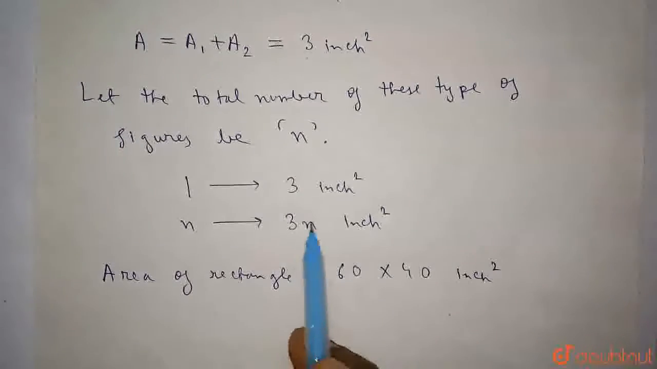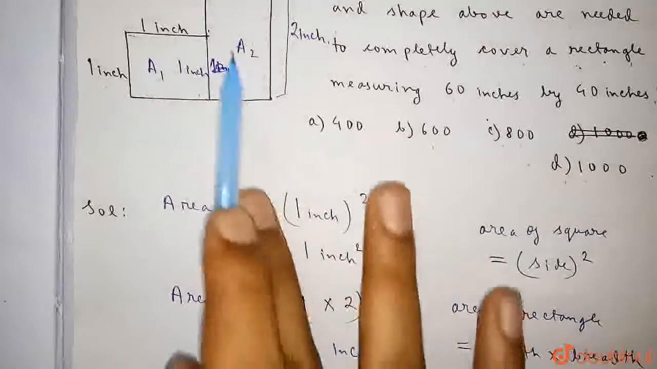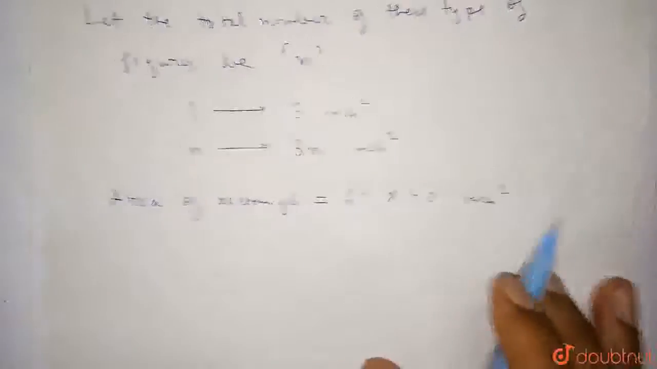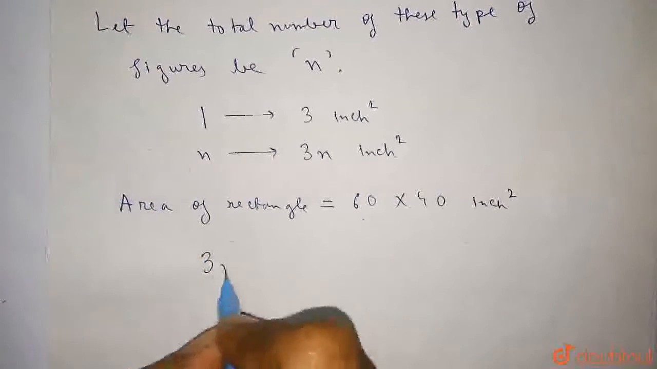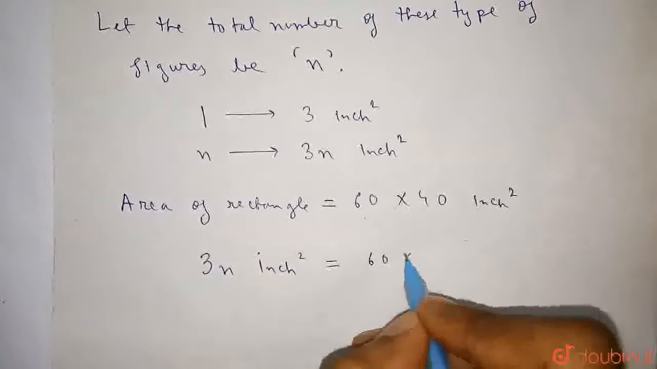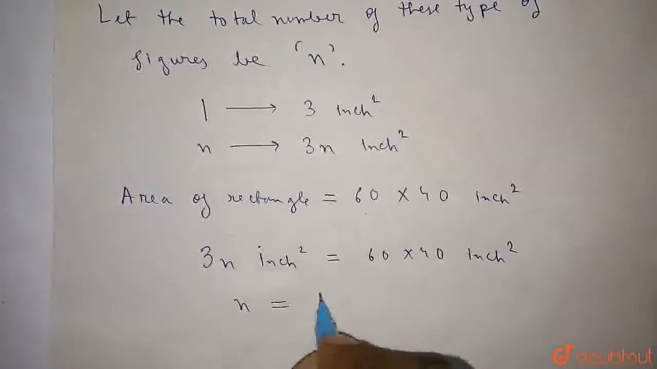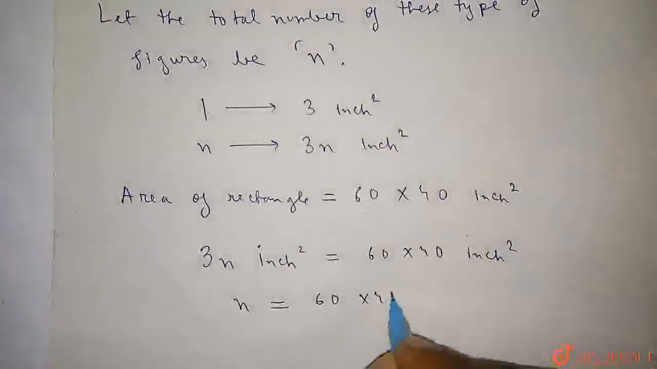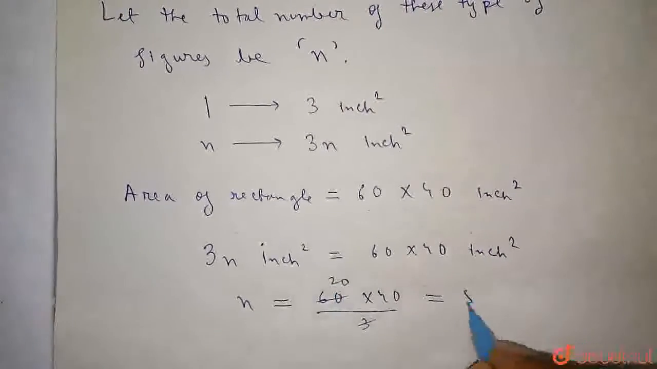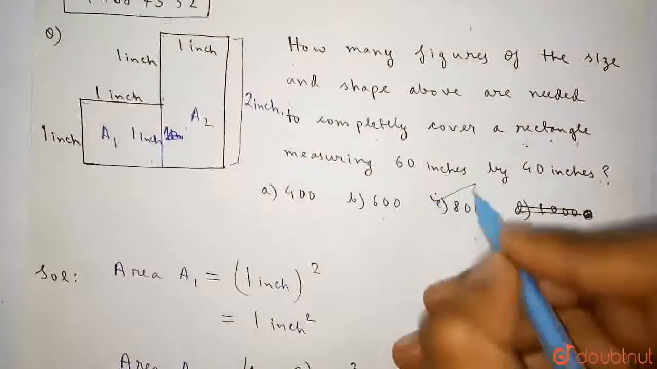So how many of these kind of figures are needed to completely cover the rectangle having an area 60 into 40 inches square? So 3n inches square is equal to 60 into 40 inches square. So n is equal to 60 into 40 by 3, which gives us the value 3 twenties are 60, so 800. So the value of n is 800. In option C you can see that 800 is the correct answer.